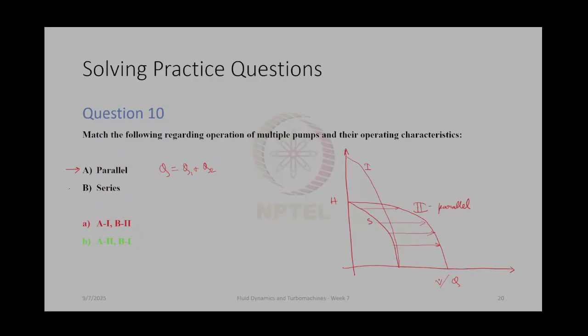And what happens in a series operation is that whatever pressure difference you create or the head you develop gets added. So H becomes the sum of H1 plus H2 in case you're using two of these. In that case, the single operation curve gets scaled vertically, so the whole curve moves up. And then you get this modified curve 1, which represents series operation. So it should be option B, which says parallel is 2 and 1 is series operation.